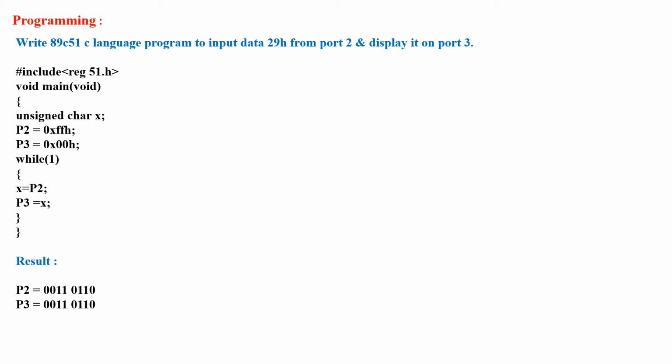Our program is: write an 8051 C language program to input the data 29H from port 2 and display it on port 3. This program is used for data transfer from one port to another, that is from port 2 to port 3. The logic is that initially we assign the value for port 2, and this value is finally transferred to port 3.